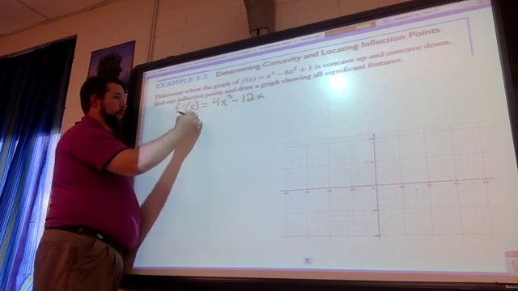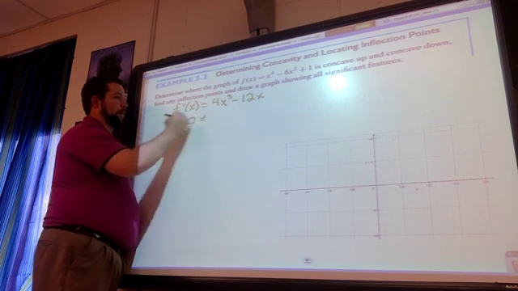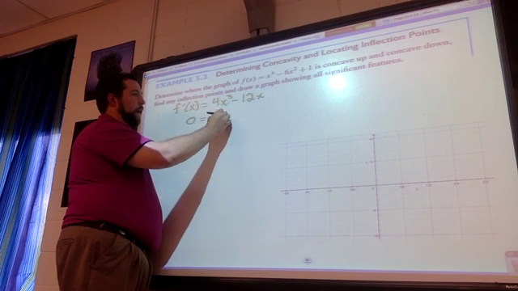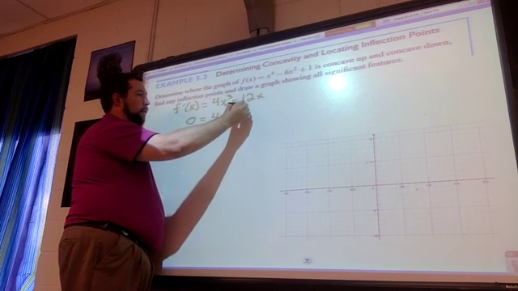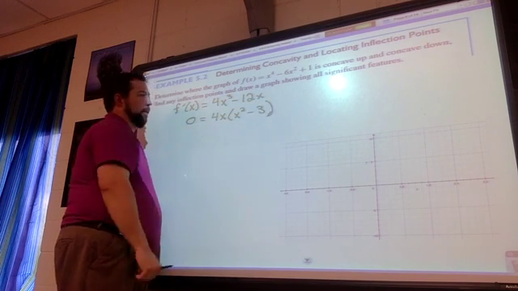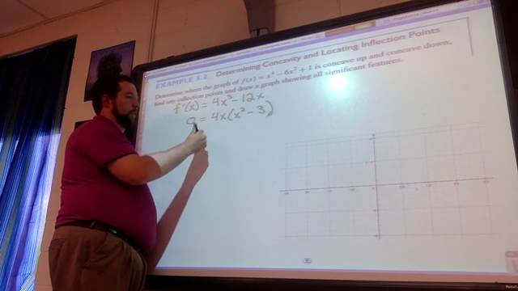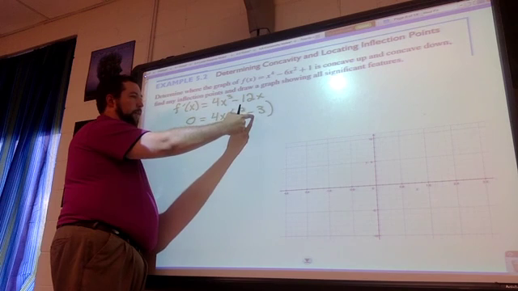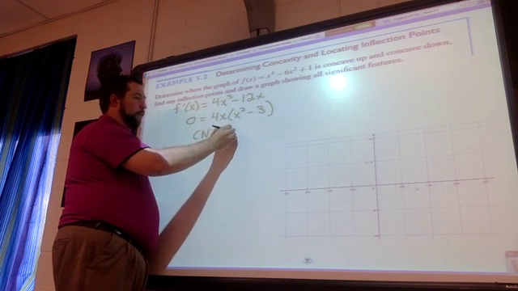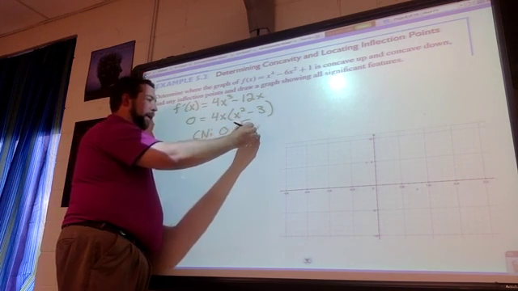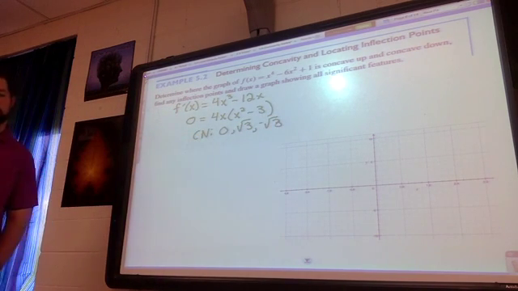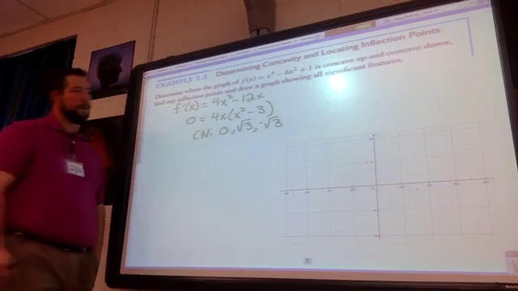To find significant features, that's our mins and maxes, so let's find those. Set this equal to 0. Factor out a 4 and an x, that leaves me with x squared minus 3. So the 4x is 0 and x is 0. If you add the 3 and take the square root, this is going to give you a square root of 3 and a negative square root of 3 as my critical numbers. Now do a little first derivative test on it.